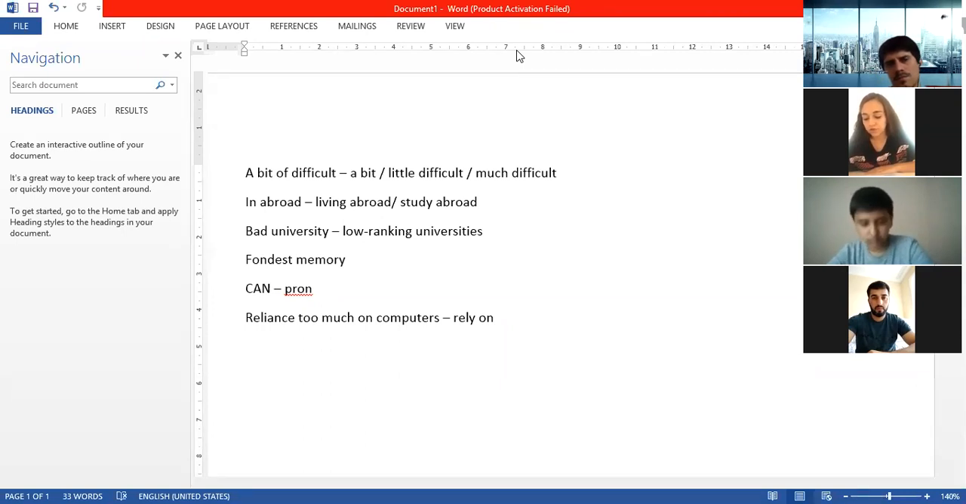Then we have some problems about the books and libraries. Today, I suppose that our libraries are... Are you talking about developing countries?